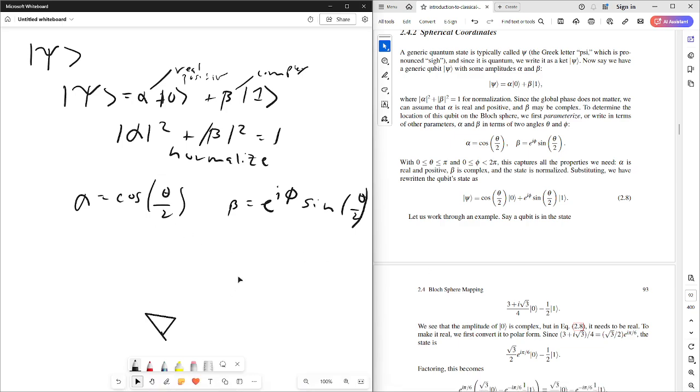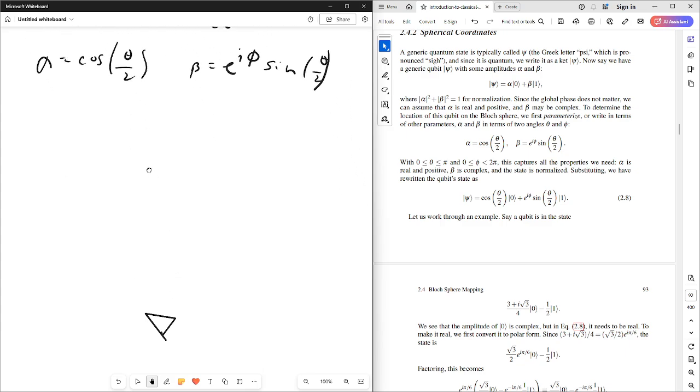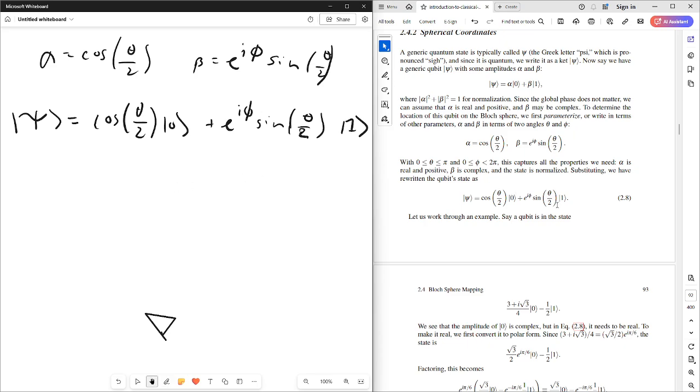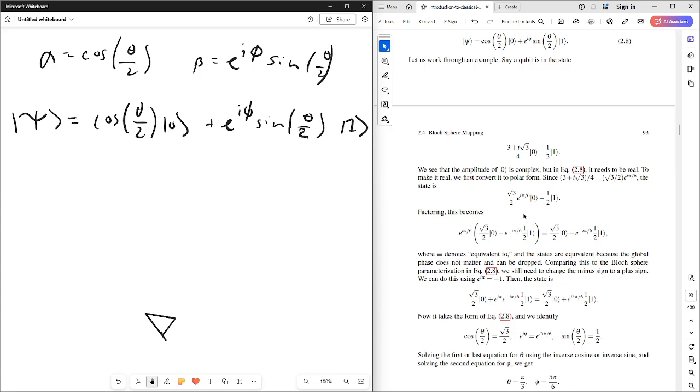So we can therefore rewrite our psi ket in terms of this parameterization here. So cosine of theta over 2 stays with state 0, whatever that thing is, sine of theta over 2, with state 1. So we'll follow along with this example that they're continuing here.